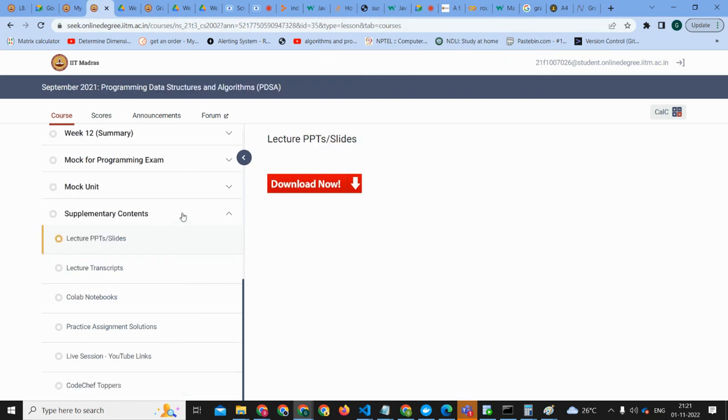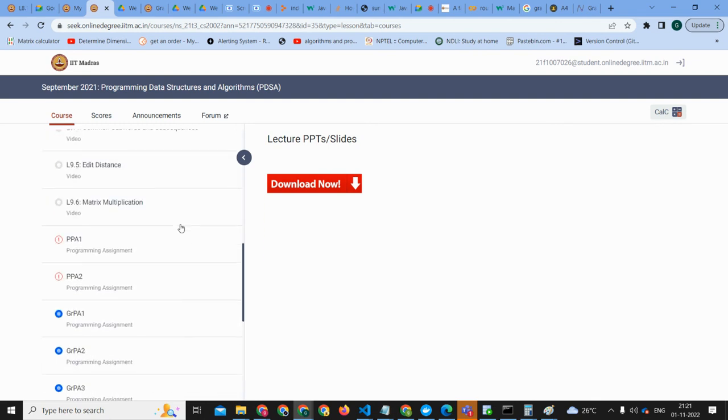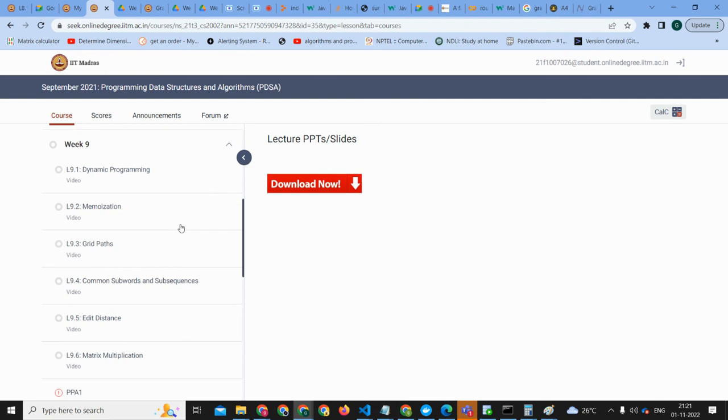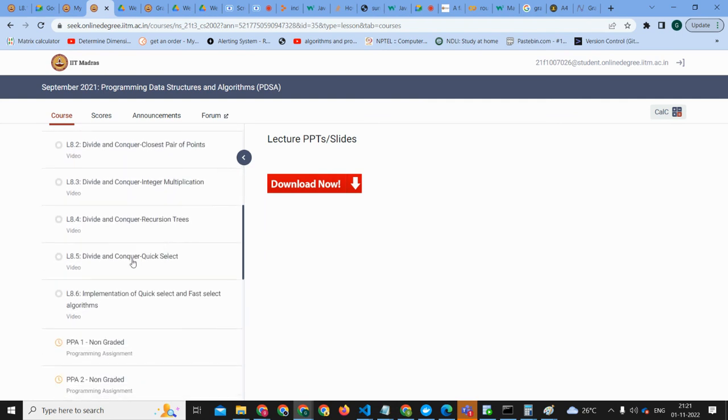The core PDSA, they will say core data structures, and the medium level is gone. Now we have advanced levels: dynamic programming, memoization. These are also there, and even in the eighth week we have so many things. So what do you guys want to do next?